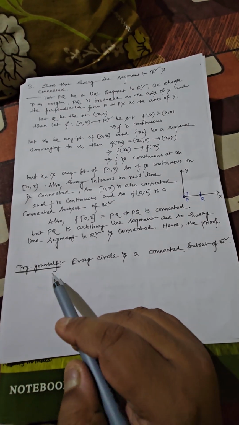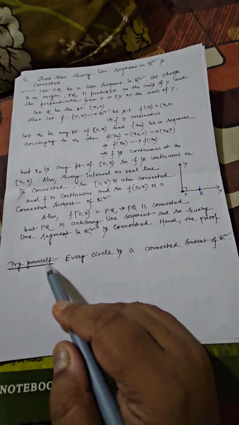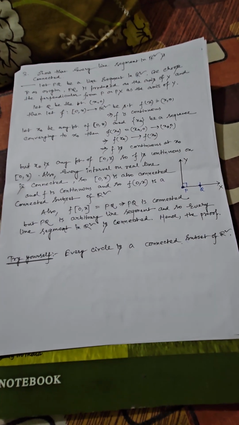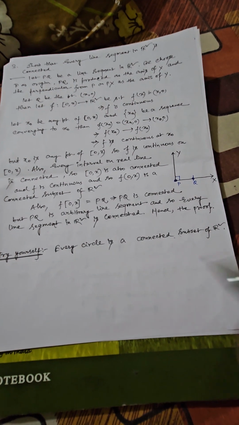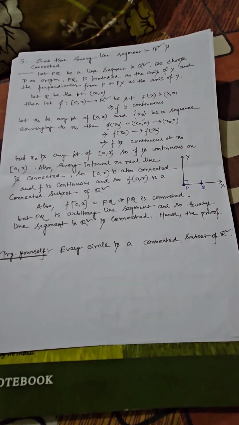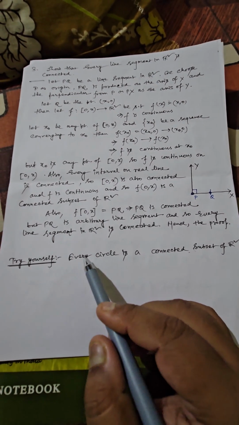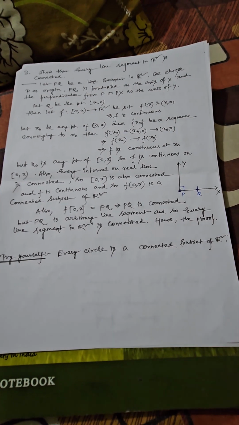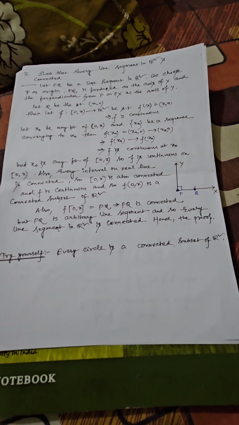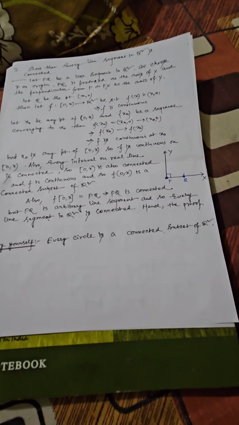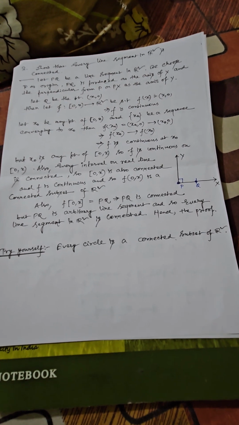Now in a similar fashion, I have given one particular problem, so that you can try this one to figure it out. If you have any doubt, you can ask me in the comment section. Show that every circle is a connected subset of R2. Here you can take the help of the polar coordinate system to prove this problem. So I hope you will find this video beneficial for you, and thank you.